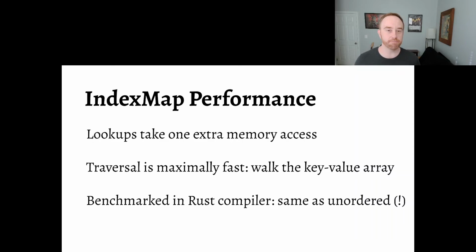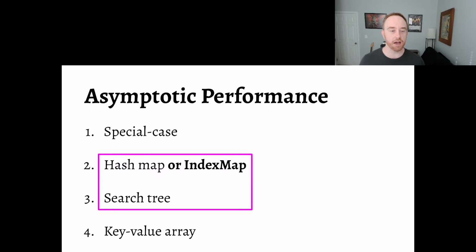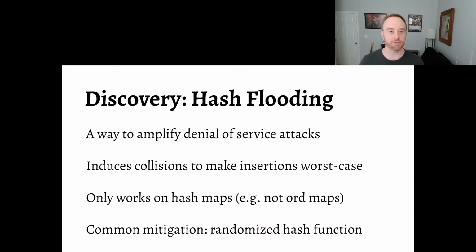So to me, this makes index map a very real contender for what we should use as our standard dictionary. Now we need to revise our consideration of the asymptotic performance characteristics of these different things. So now we have hash map and index map tied in second place. I'm going to treat them as essentially tied in terms of overall performance, since it is use case dependent, but very, very similar in practice, it seems to be. And then both of those are faster than search tree.